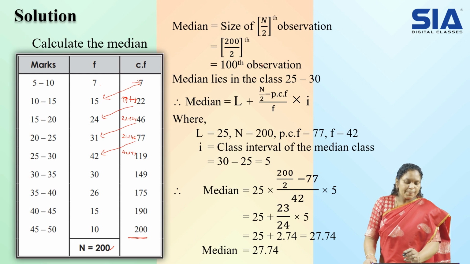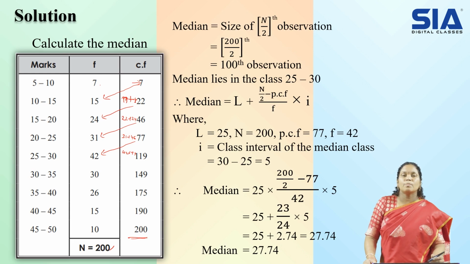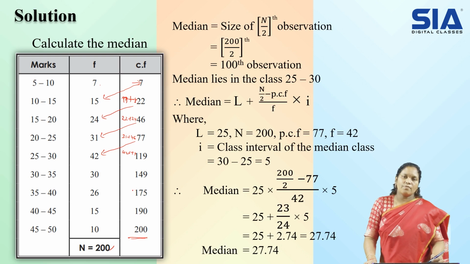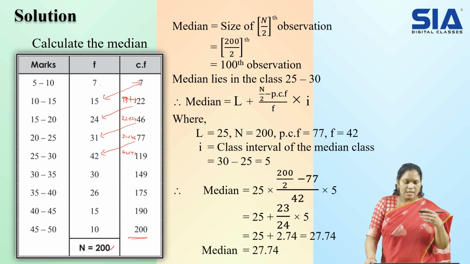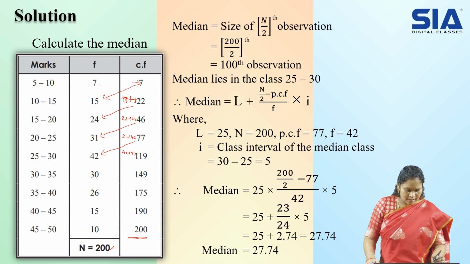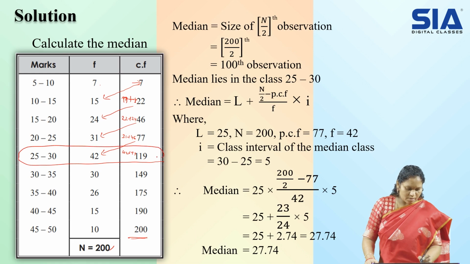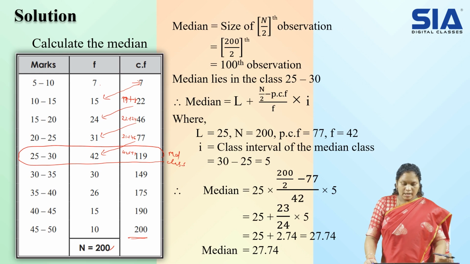The 100th observation means we have to check whether the value 100 exactly is there in the cumulative frequencies or not. If it is there exactly, then count that as the median class. If the exact value 100 is not there, then what we have to do is take the next highest to 100. So the next highest to 100 that we have here is 119. So that entire class, the entire box, becomes your median class. So median class we call. That's what we wrote here. Check it out. So median lies in the class 25 to 30.